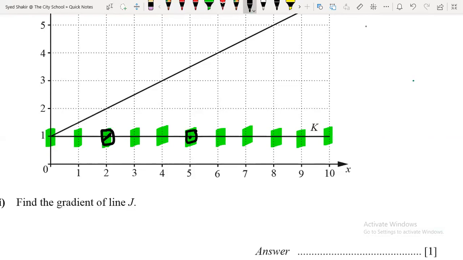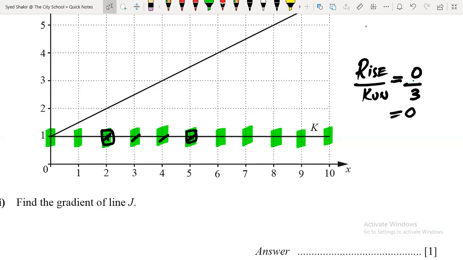Okay. Now the formula again, how to find gradient through rise over run. You need to check how many vertical distance between the 2 black dotted points. If you check the 2 points, they do not have any vertical distance. So it's 0 vertical distance. Then check the horizontal distance, 1, 2, 3. Between the 2 points, there is 3 horizontal distance. So 0 upon 3, it will be 0.